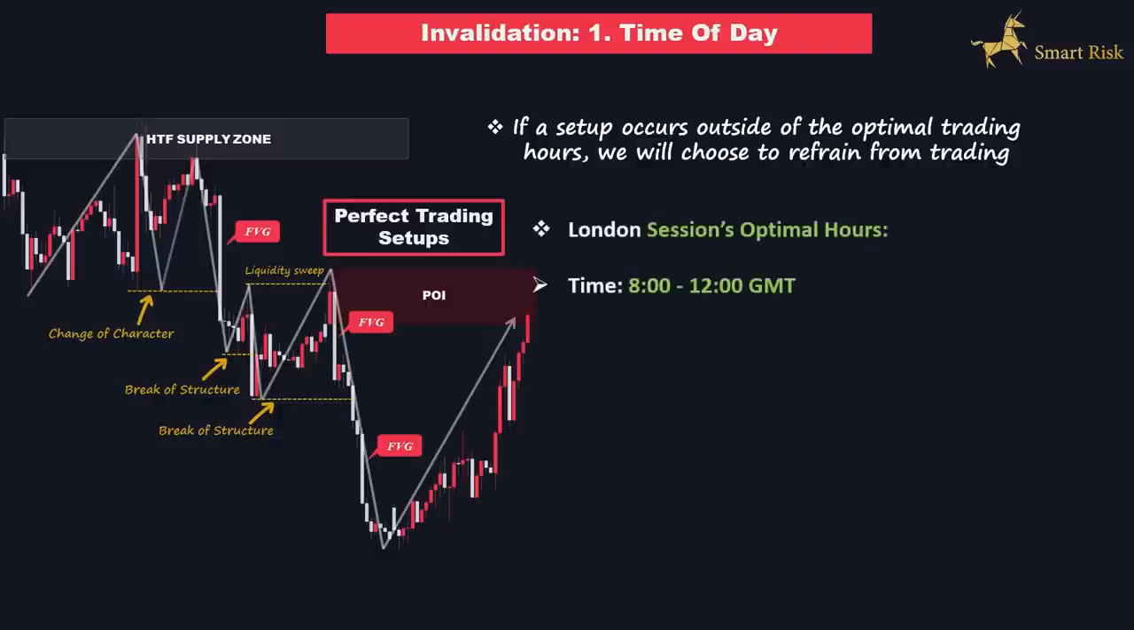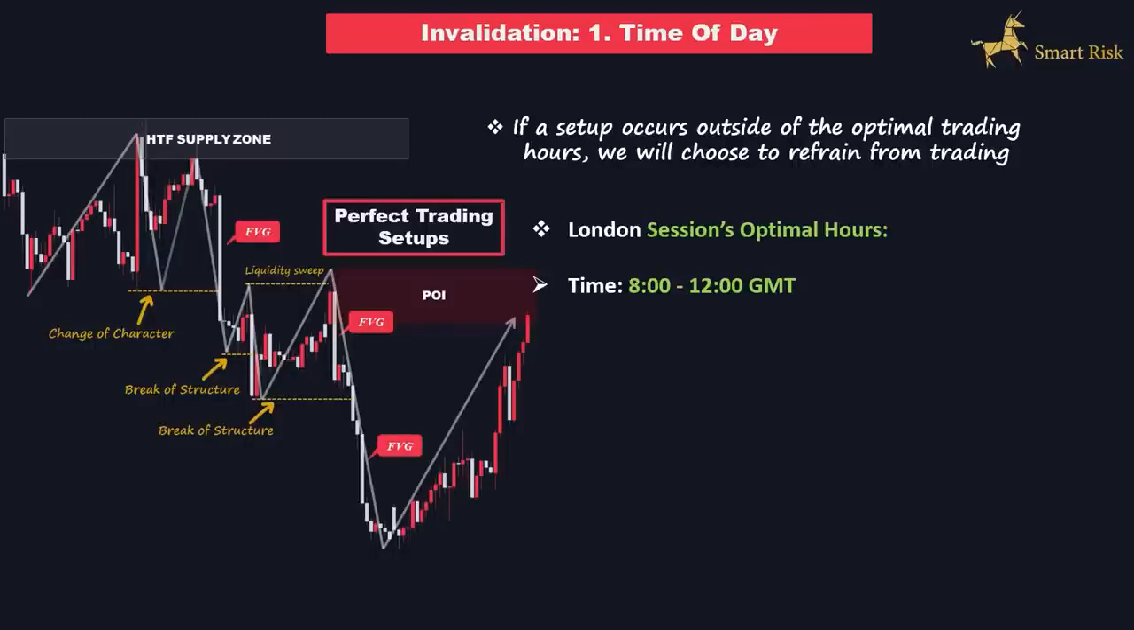For the London session, the most optimal time for trading is generally during the first few hours. This period often sees the highest liquidity and the most significant price movements. Many traders prefer to start trading when the London session opens at 8 o'clock GMT, because this is when markets tend to set the initial direction for the day.